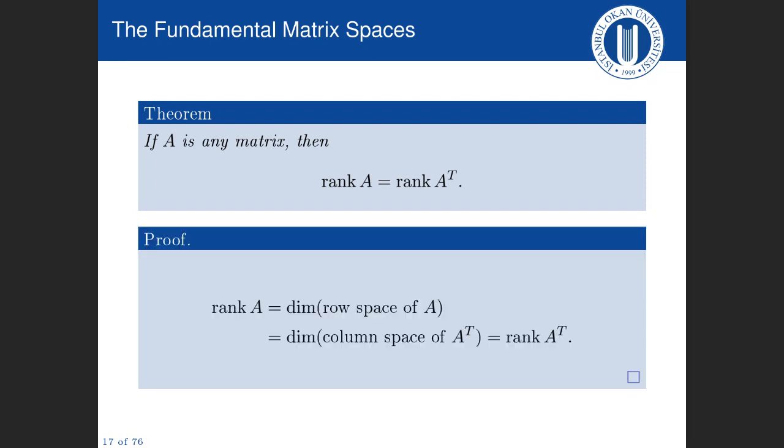And we can prove it like this. The rank of A is the dimension of the row space of A. But the row space of A is just the same as the column space of A transpose, because when we do transpose, rows become columns and columns become rows. But the dimension of the column space of A transpose is just the rank of A transpose. So that was a nice simple proof.